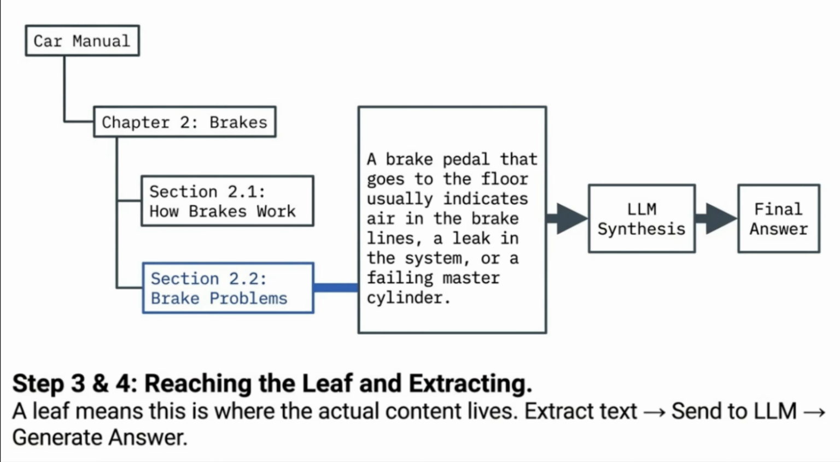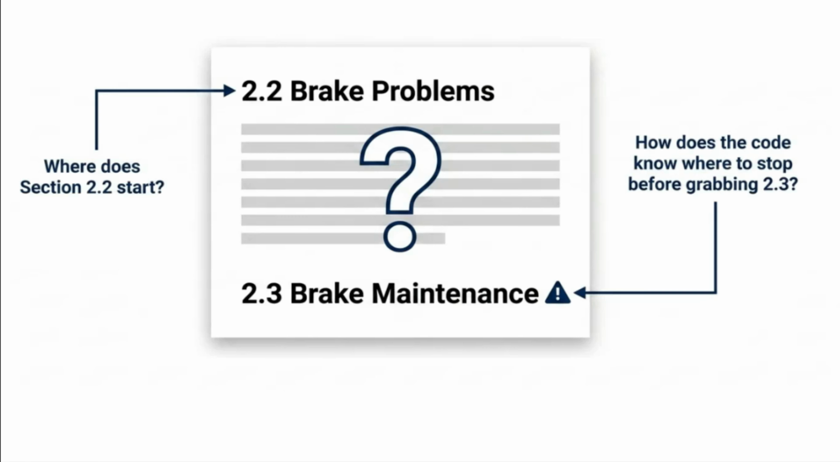So we have reached our leaf node, for example, 2.2 brake problems. Now we need the actual content belonging to this section, and this introduces another important problem. How do we know where section 2.2 starts and where its content ends? Well, we can use the headings themselves.